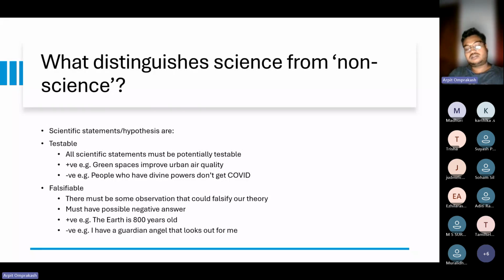The second condition that all scientific statements or hypotheses must have is called falsifiability, or the statements should be falsifiable. That means there must be some observation that could prove our theory wrong, or that could falsify our theory. So falsifiable basically here means proves it wrong.